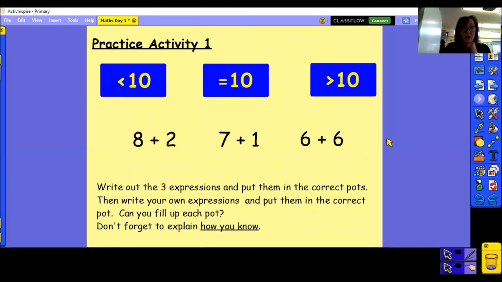Okay, so now I'd like you to pause the video and have a go at the practice activity. We've got less than 10, equal to 10, greater than 10, and we've got three expressions to put into the pot. So write 3 expressions out and put them in the correct pots. Then write your own ones. Don't forget, think about how you did it. Pause the video, get paper and a pencil, and have a go.